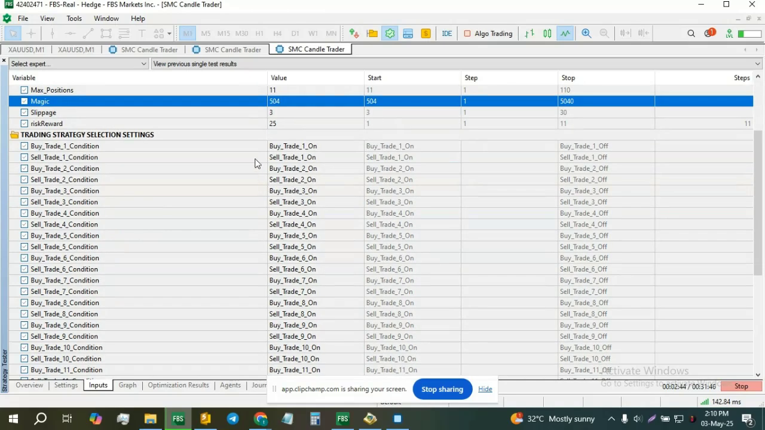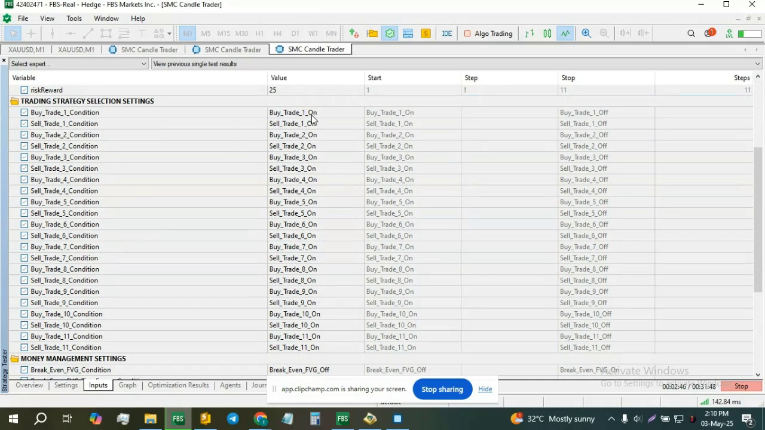And also, there are individual switches for each trade strategy. There are 11 candlestick patterns. So for the buy and for the sell, there is an individual switch which you can toggle on and off depending on which strategies you want to trade and which you want to exclude.